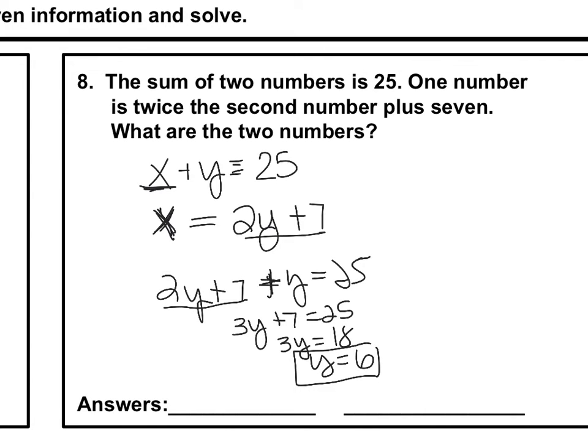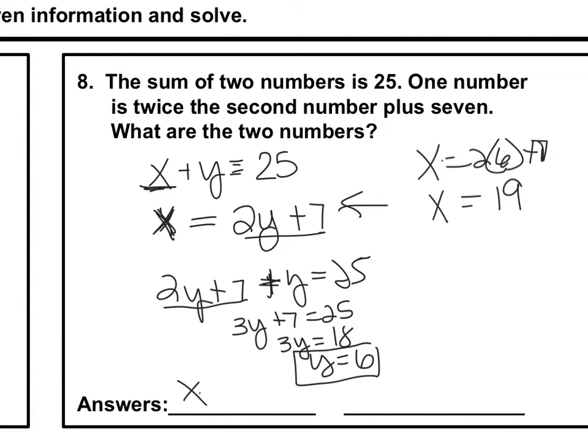So now I know y equals 6, so I'm going to go back here and say x equals 2 times 6 plus 7. So 12 plus 7 is 19. So x equals 19 and y equals 6.